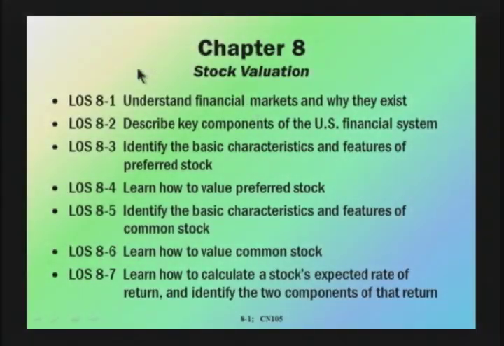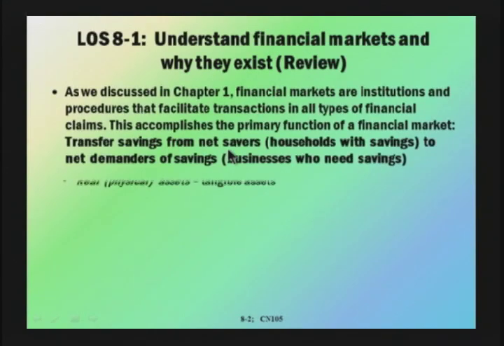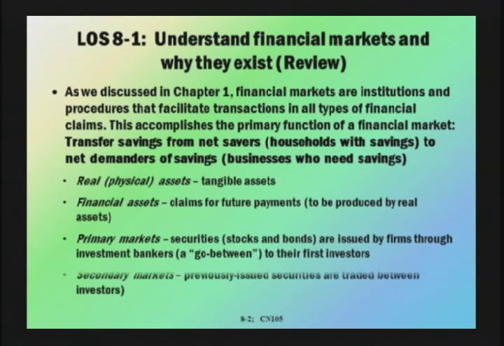In Chapter 8, we're going to learn about the stock market and how to value and calculate the return on preferred and common stock. In Chapter 1, we talked briefly about financial markets and why they exist, and how the primary purpose is to transfer the savings from the households who have accumulated savings over to the businesses who need the savings to finance investments. So the financial markets provide a way for businesses to finance expansion and for households to invest and get a return on their savings.